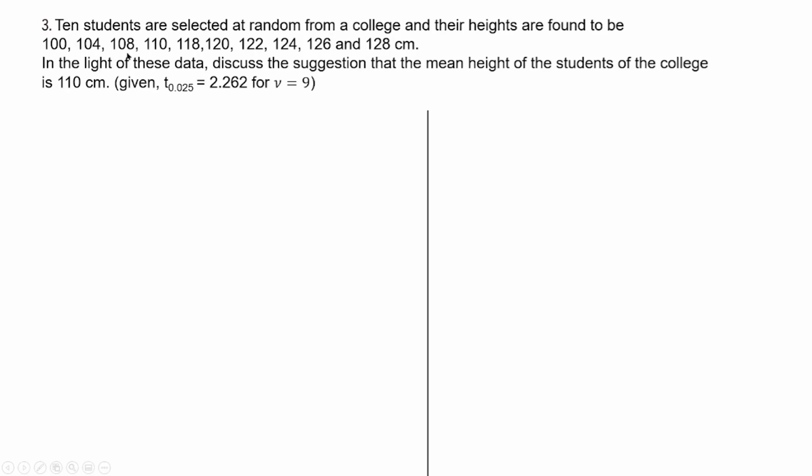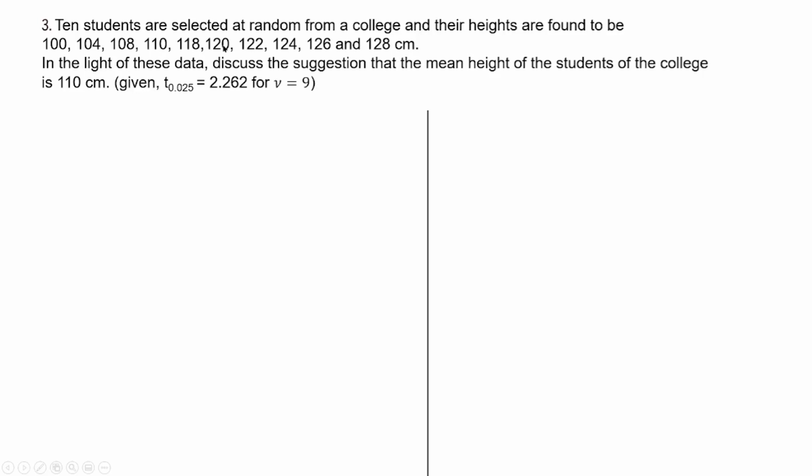Next question: 10 students are selected at random from a college and their heights are found to be, these are the heights. In the light of these data, discuss the suggestion that the mean height of the students of the college is 110 centimeter. So we have a sample of 10 students and their heights are given. Now we have to see whether the mean height of the students of the college is 110 centimeter based on this sample.